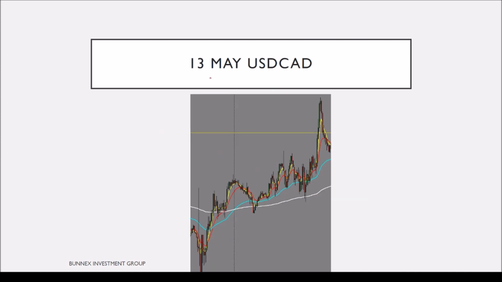Then 13 May USDCAD, we had a 50-200 crossover. The first leg was issued here, then the second leg here. Candlestick closure above the 13 EMA was going to give you an entry signal. Then you could get your 2:1 reward to risk ratio, as you can see.